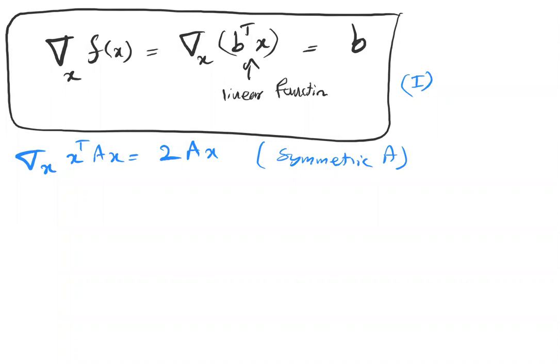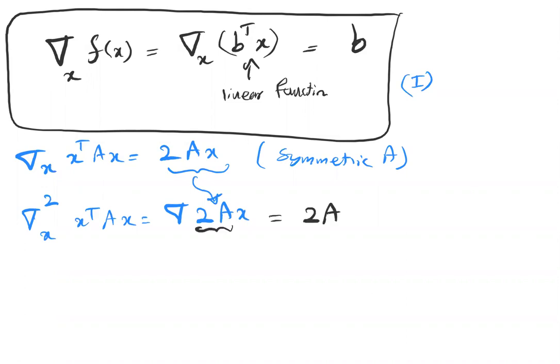And now I want to find the Hessian matrix, which is equal to gradient of 2Ax. I'm going to plug this from here. And gradient of 2Ax is nothing but the coefficient, which is 2A. So Hessian matrix for the quadratic function is equal to 2A.